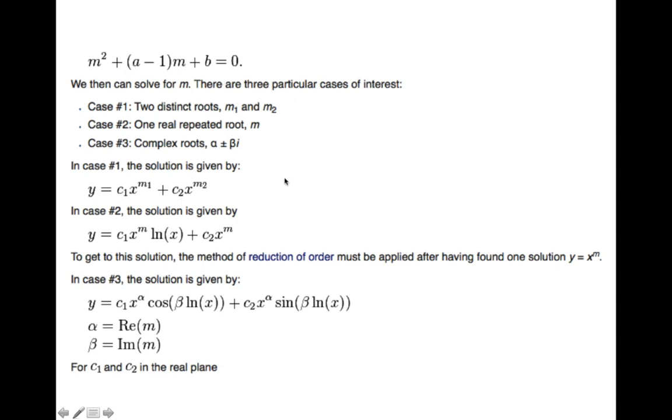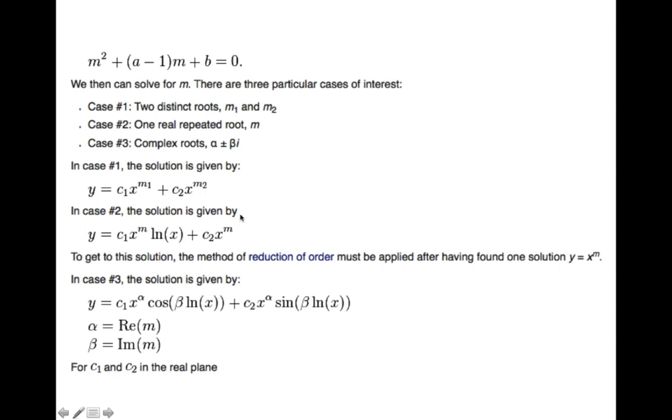So in case 1, where you have two distinct roots, remember we assumed a solution x to the m, and we now have two possibilities. So in keeping with differential equation theory, those two possibilities form a basis, and so our most general form of the solution will be a constant times the first function plus a constant times the second possible function.